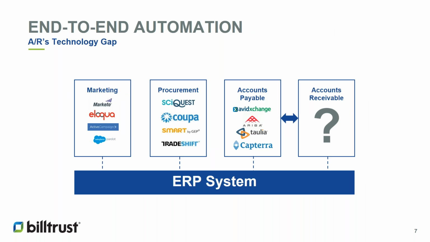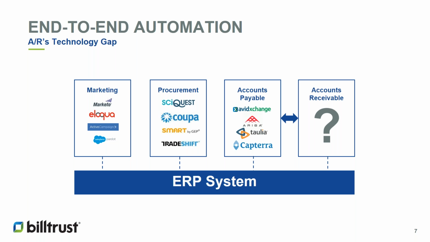And this leads me to the final point, which is there's clearly this AR technology gap, right? AR teams find themselves heavily reliant on their ERP system. But when you look at other lines of business, right, when you look at marketing teams, procurement, and especially accounts payable, which we'll talk a lot about, they've all realized that the ERP system just can't perform certain tasks specific to their job as adequately as they'd like them to.